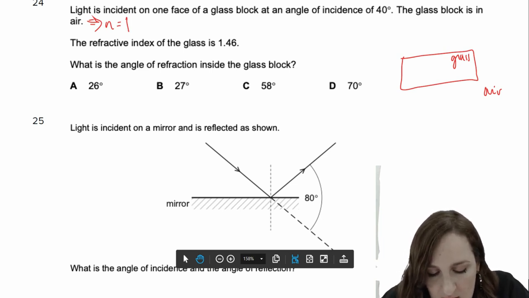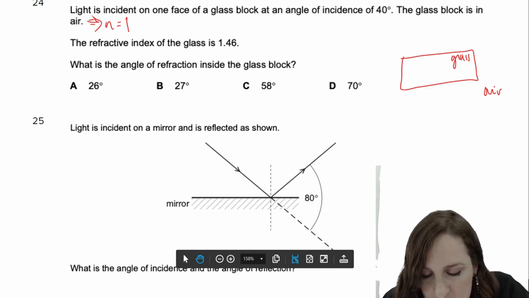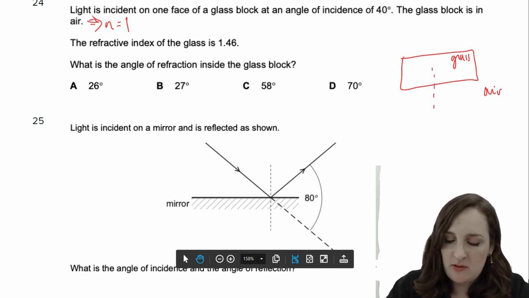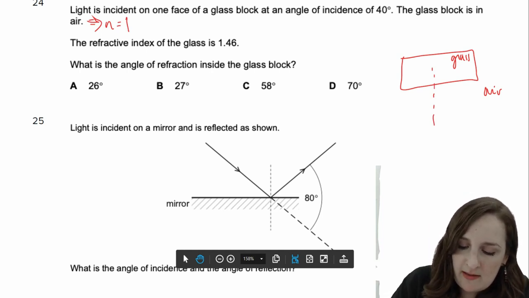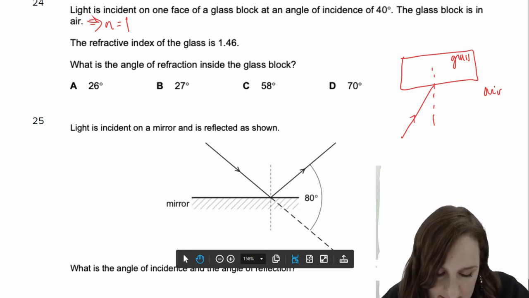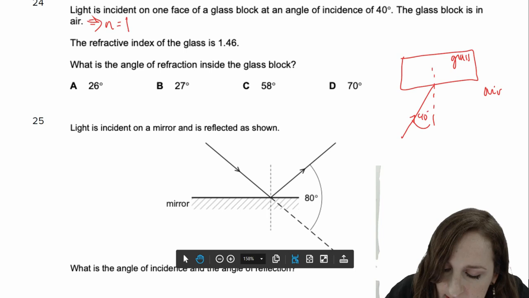The refractive index of the glass is 1.46, and it asks you what is the angle of refraction inside the block. So what I'm going to do is I'm going to draw my normal line where my incident ray hits the glass block, and it tells me that light is incident at an angle of 40 degrees.